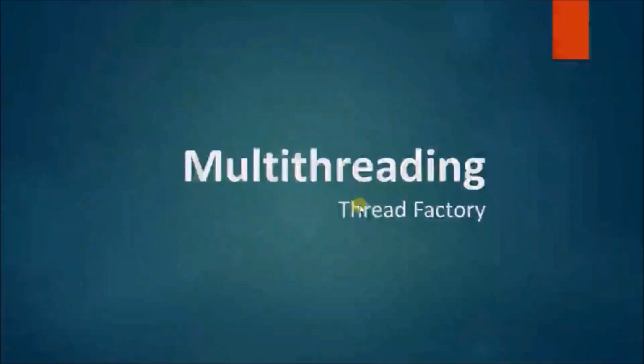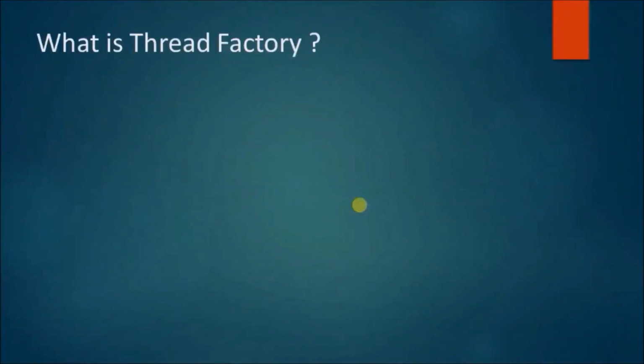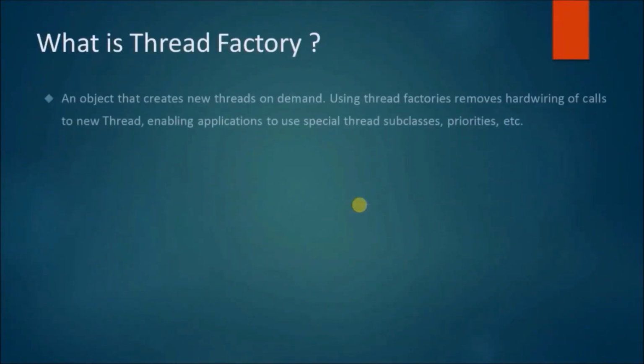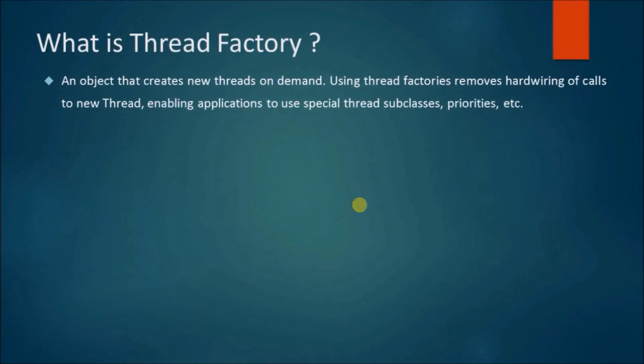In this video, we will see about the thread factory. What is thread factory? An object that creates new threads on demand. Using thread factories removes hardwiring of calls to new thread, enabling applications to use special thread subclasses, priorities, etc.